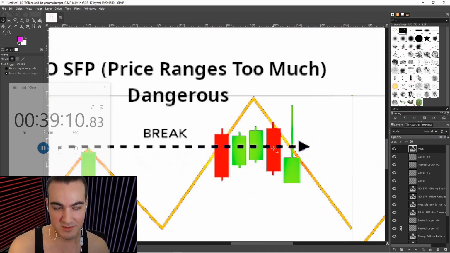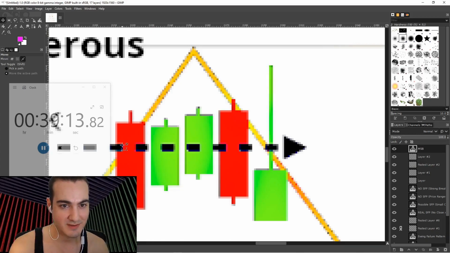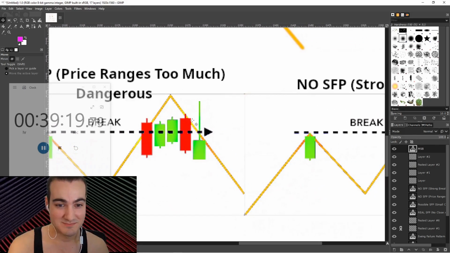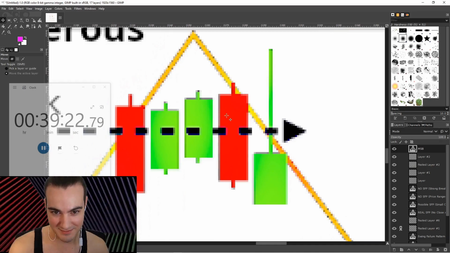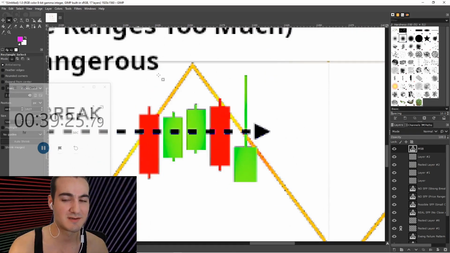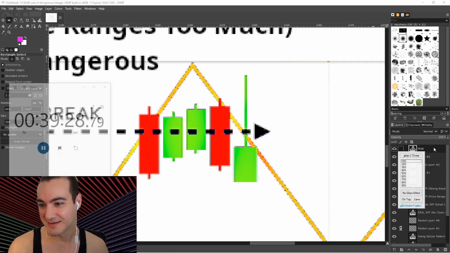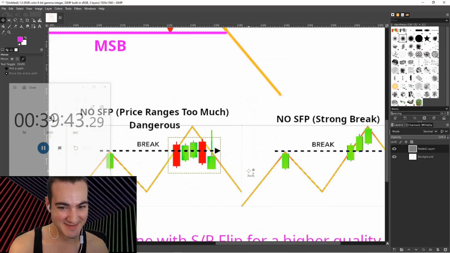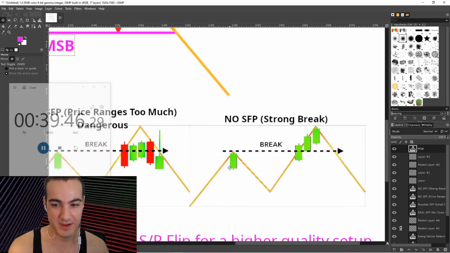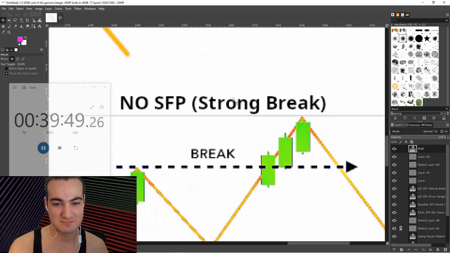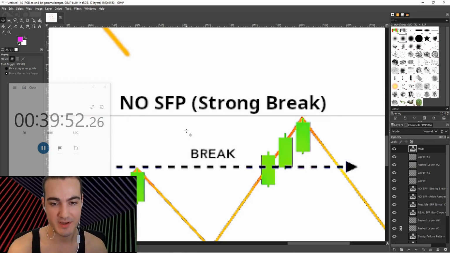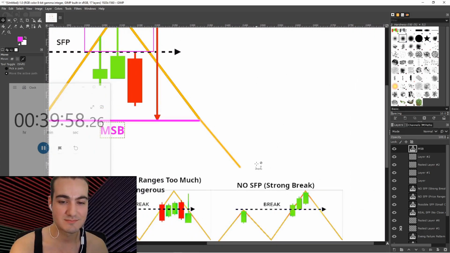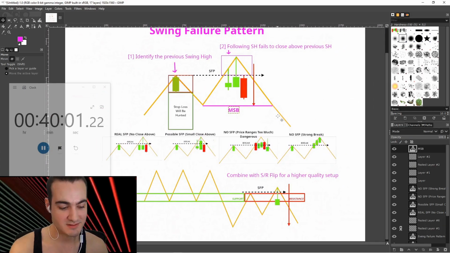Third scenario is that we develop this little range. This is, as I say here, dangerous, because price could really go either way here, especially the longer this range plays out. Could go anywhere. Okay, and then the fourth one is there's no swing failure pattern at all, because the break is strong. Yeah, so that's about that.